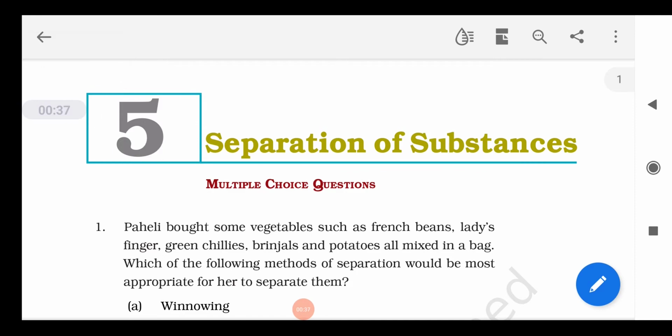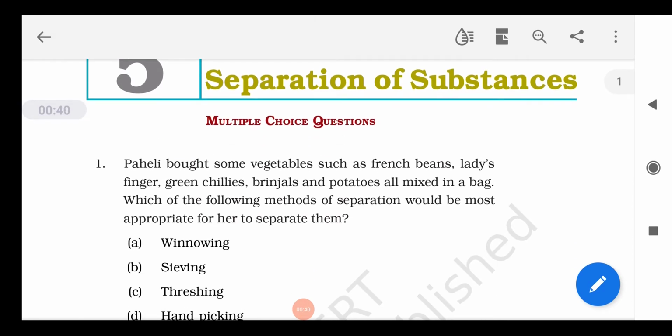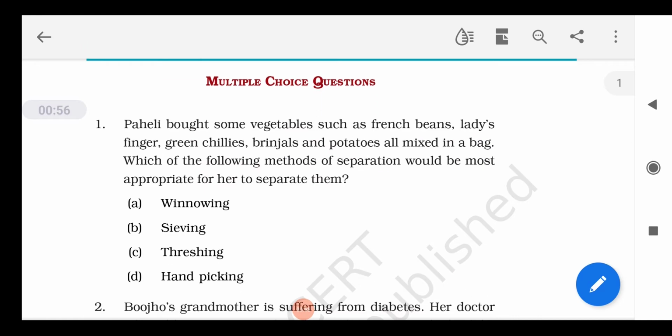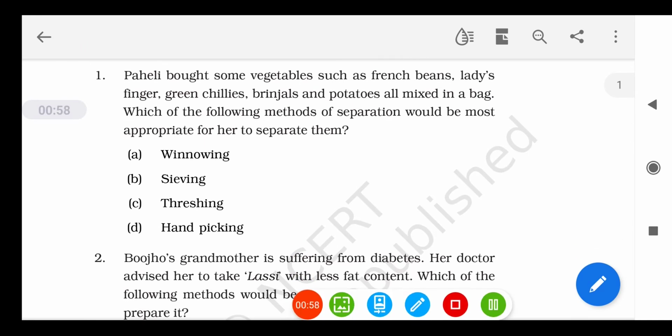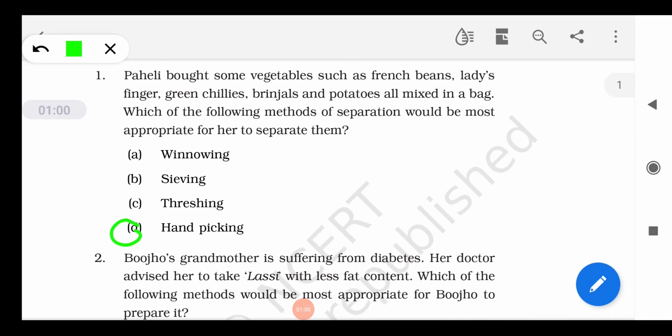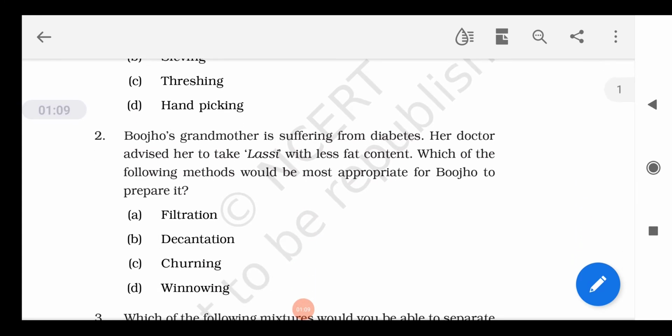Let us start with question number 1. Paheli bought some vegetables such as French beans, ladyfinger, green chilies, brinjal, potatoes which are mixed in a bag. Now which of the following method of separation would be most appropriate for her to separate them? Winnowing, sieving, threshing, hand picking. So the option hand picking is the correct one because the size of vegetables are very big. So hand picking is the best method for separating the vegetables.